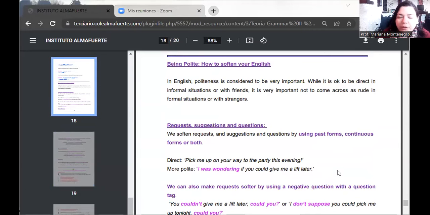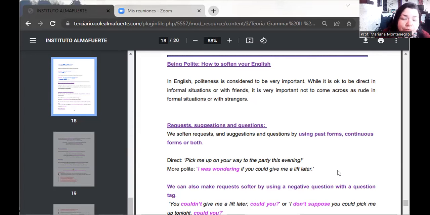Yes, because you know that in English, politeness is considered to be important, to be very important, in fact. So let's see one example that we have here. Sometimes we must soften requests or suggestions and questions by using past forms, continuous forms, or both. If you say, "Pick me up on your way to the party this evening," that would sound kind of rude, and it will sound like an order, perhaps.